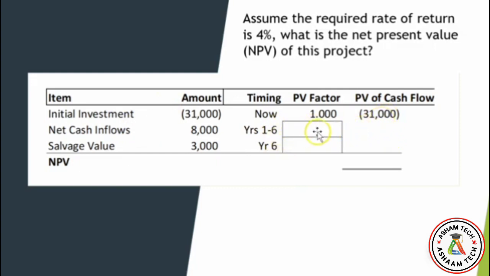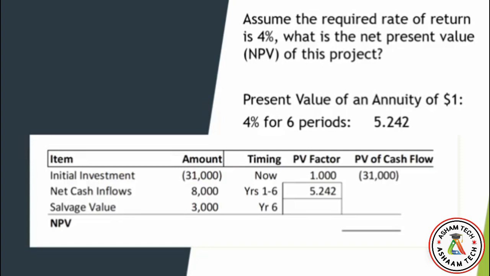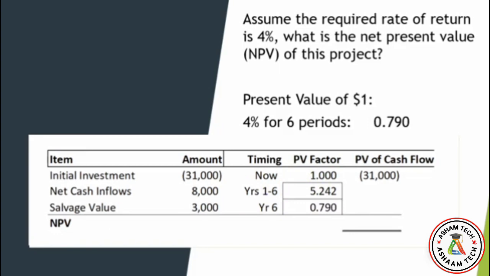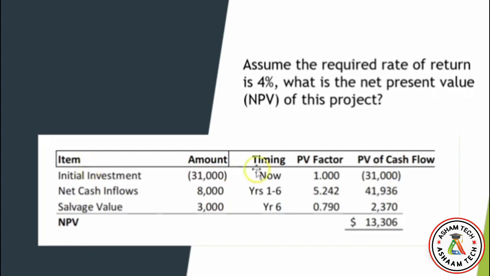And now we need to find the present value factor for the annuity and the one-time amount. The present value factor of the annuity at 4% for 6 periods is 5.242. And so I plug that in here. The present value of $1, which is a one-time amount at 4% for 6 periods, is 0.79, and I plug that in here. I then extend these out, multiply them out, right?